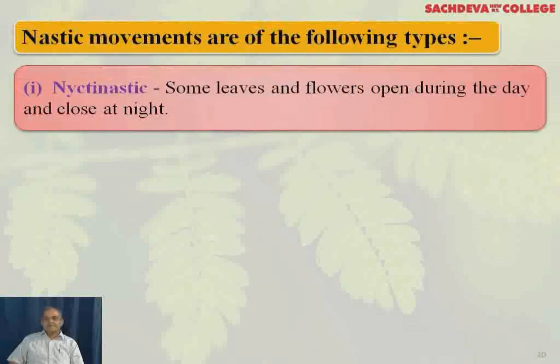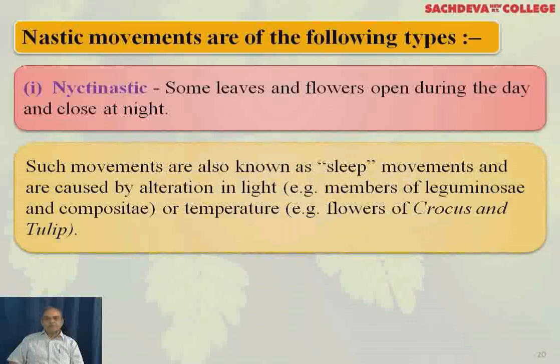Nyctinastic. Some leaves and flowers open during the day and close in the night. Such movements are also known as sleep movements and are caused by alteration in light, for example, members of Leguminosae and Compositae, or temperature. An example is the flower of crocus and tulip.